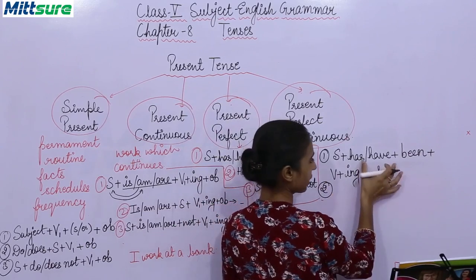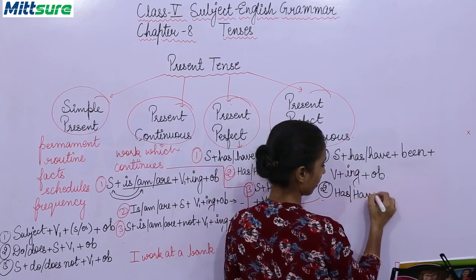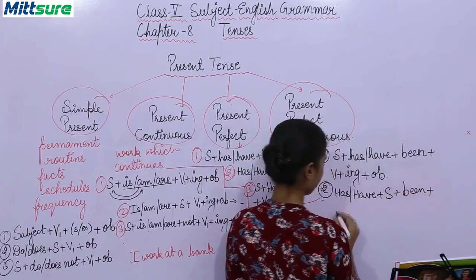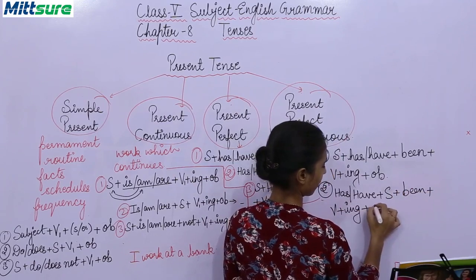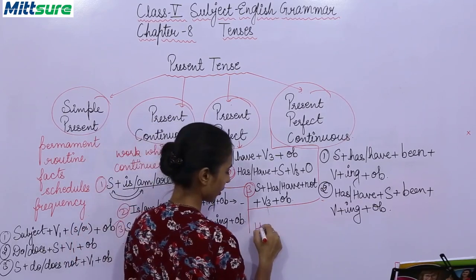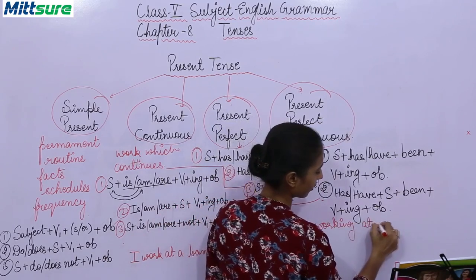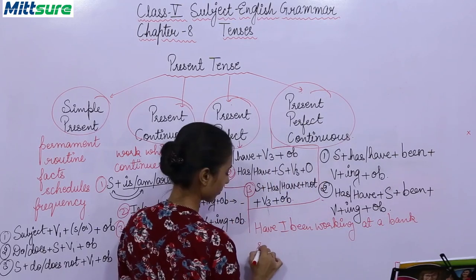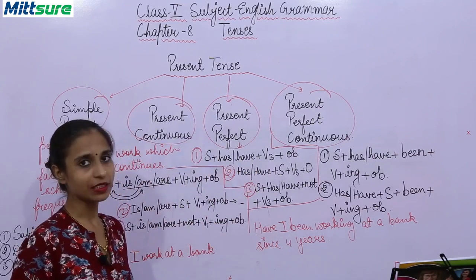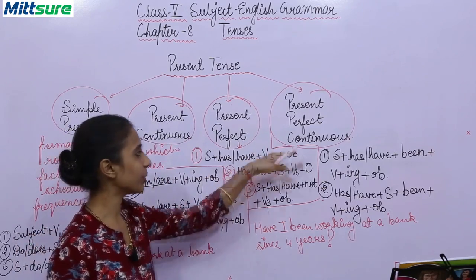Interrogative sentence. Just put has, have just before the subject. Has, have, subject plus been plus verb plus ing plus object. Just change that sentence only. I have been working. All right. Have I been working at a bank since 4 years? Question mark. All right. So this is the interrogative sentence of present perfect continuous.